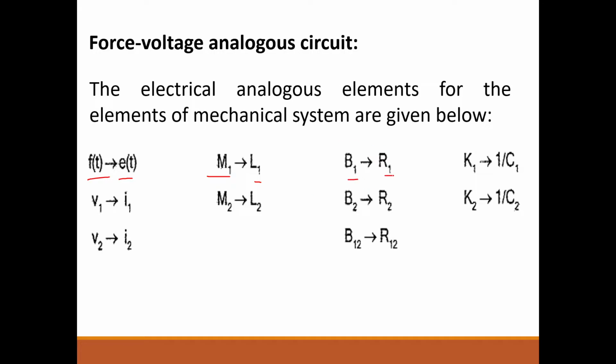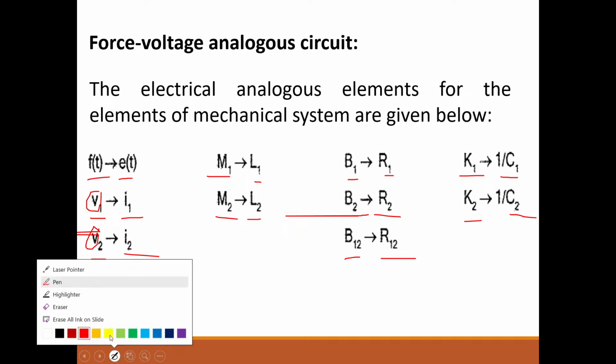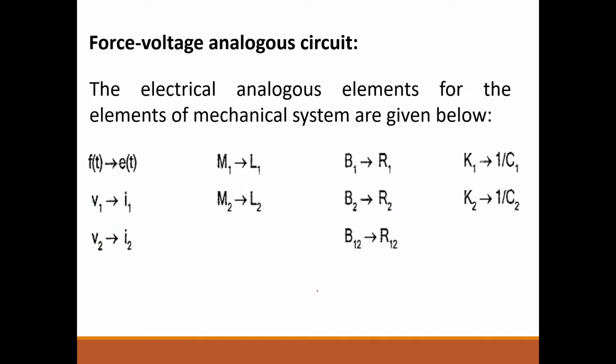B1 is analogous to R1, and K1 is analogous to 1 by C1. K2 is analogous to 1 by C2. B2 is analogous to R2. M2 is analogous to L2. V1 is analogous to I1. V2 is analogous to I2. B12 is analogous to R12. So this V1 is velocity. V2 is velocity. You must write this down. All of you just note it down in your notes as soon as you complete it.